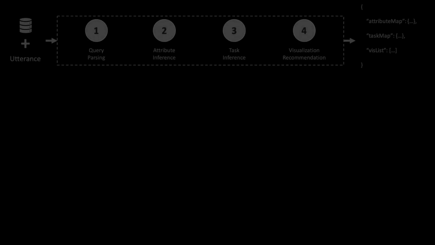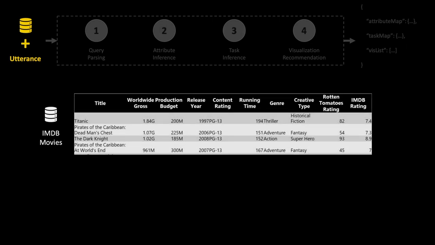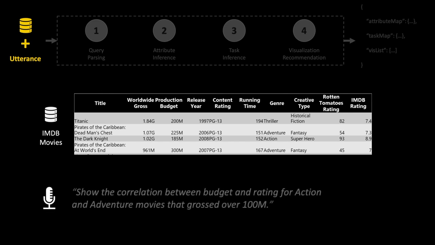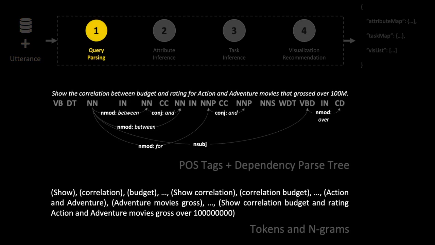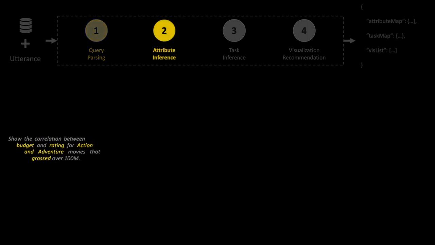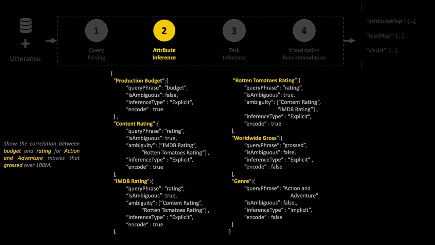I will now walk through one example to give a sense for the toolkit's input and output. Let us say we are working with an IMDb movies dataset, where each row is a movie and columns are attributes about the movie. Let us now pose a query, show the correlation between budget and rating for action and adventure movies that grossed over 100 million. Given this input, NL4DV first parses the query to extract features like n-grams and the dependencies between the query tokens. Next, by comparing these n-grams to the underlying dataset, NL4DV identifies which attributes are mentioned in the query.